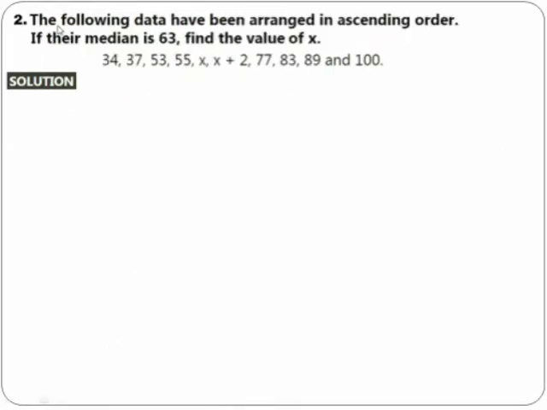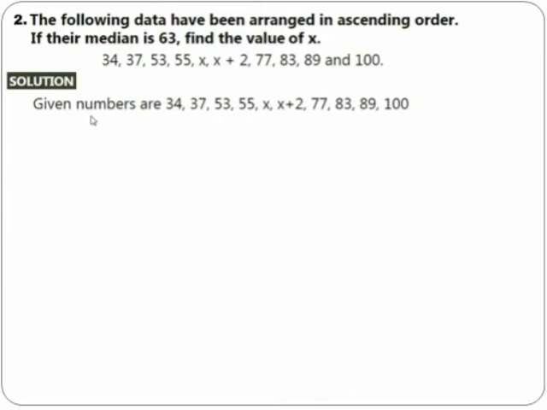Okay, so we have number 2. The following data have been arranged in ascending order. So the given data is there. This is already in ascending order. If the median is 63, find the value of x. So can you see x out here? Yes. So this is already in the ascending order.